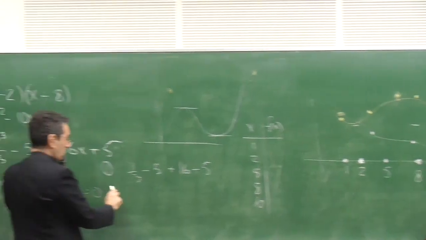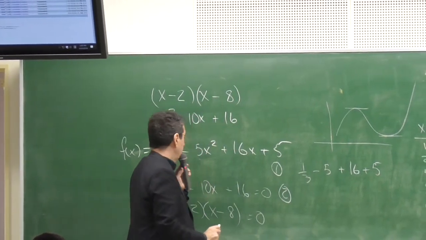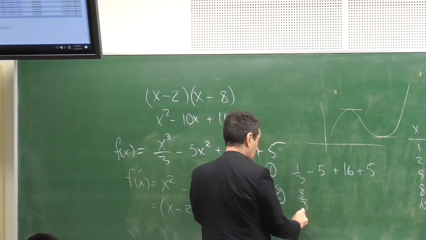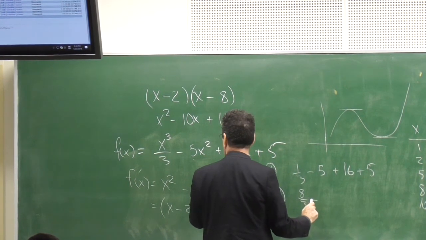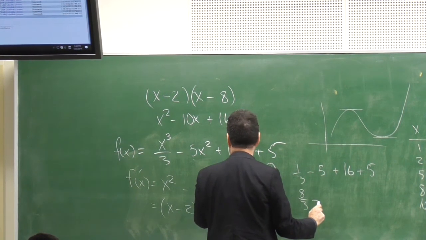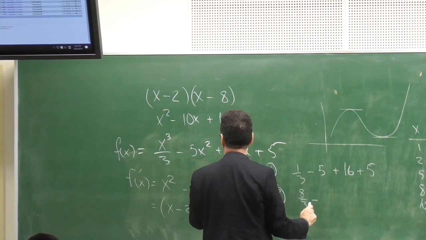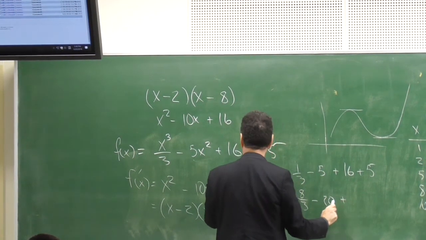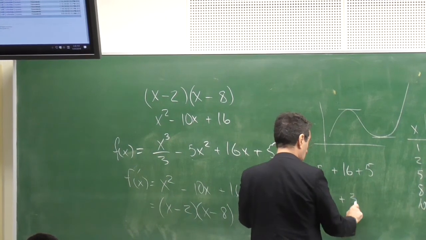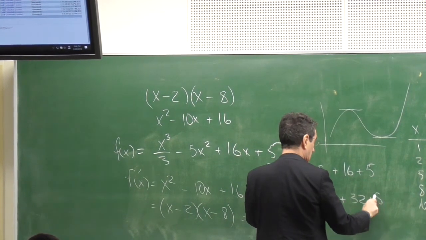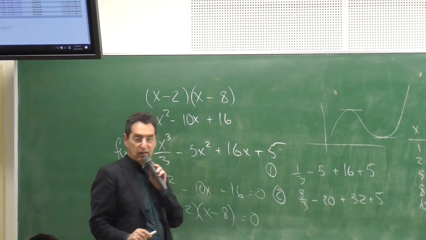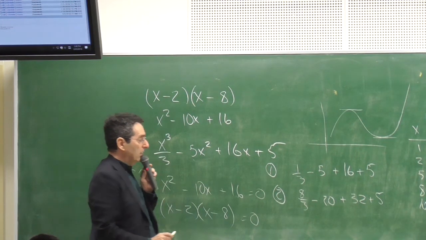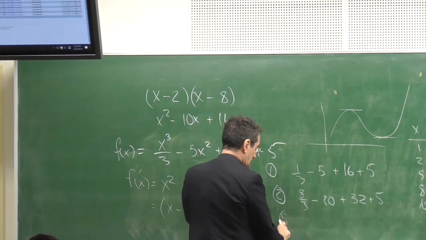When we put in 2, what do we get? 8/3 minus, what am I putting in? 2, so that's 20, right? Plus 32 plus 5, right? Actually, we don't need the 5 there, because we can just drop off the 5 for each one. But anyway, okay, 5. Now what do we have to do?